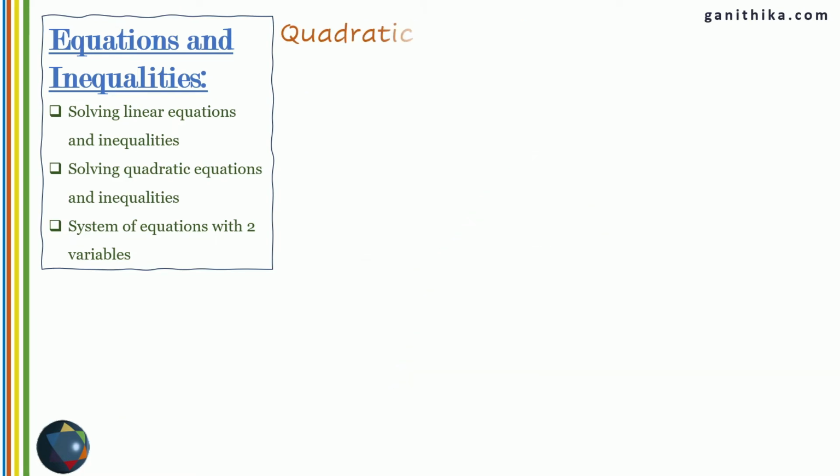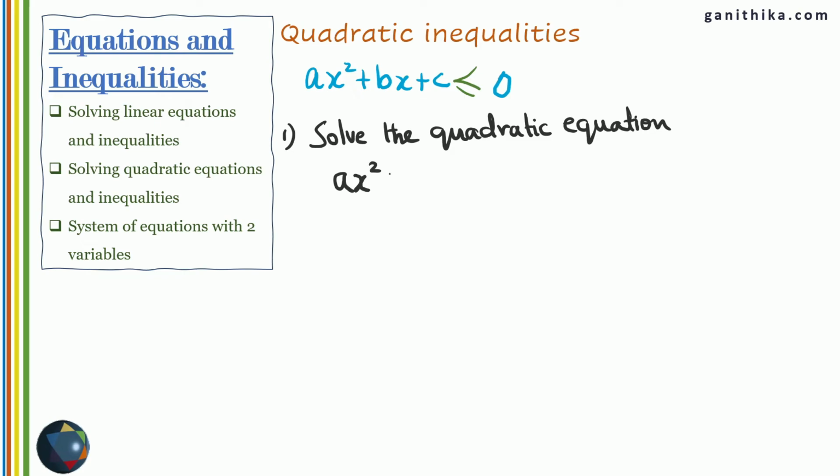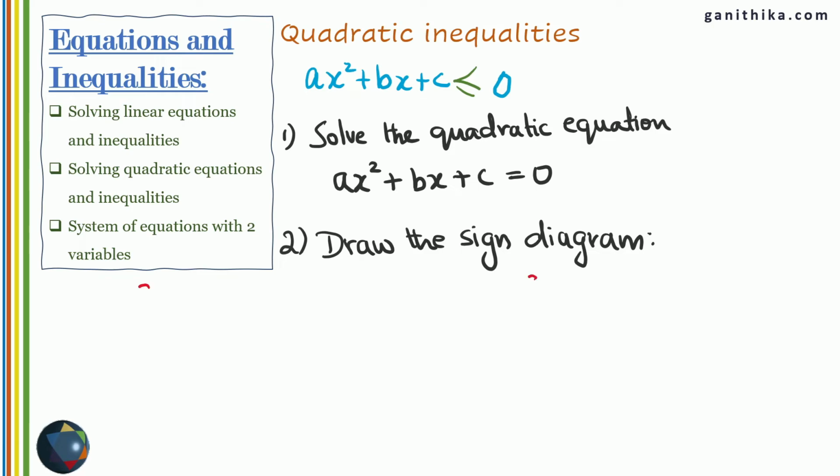Continuing further with quadratic inequalities. So this is the quadratic expression. The inequality will have either greater than or equal to 0, greater than 0, less than 0, or less than or equal to 0. Any of the four options could be there in this place. But before going into the inequality, you have to first solve the quadratic equation, making it equal to 0 first. Once you solve the quadratic equation, then you have to draw the sign diagram. The sign diagram is very simple. You have to consider the coefficient of x square, which is a, whether it is positive or negative.